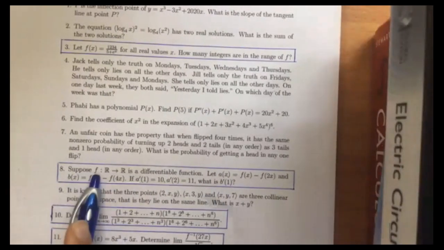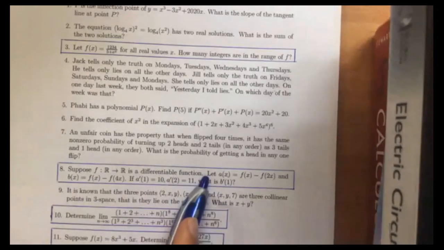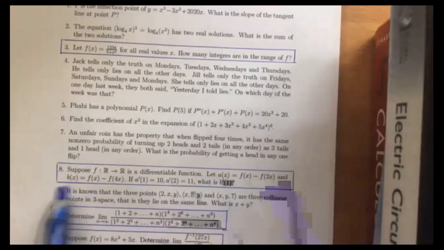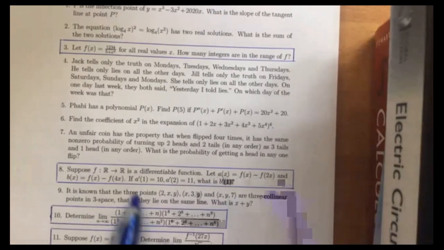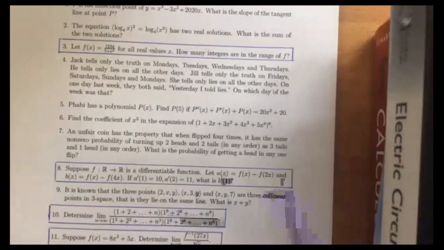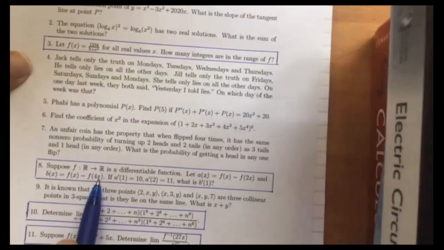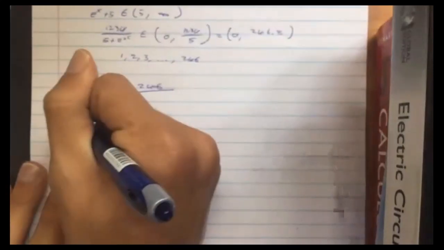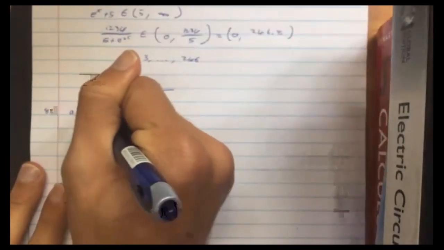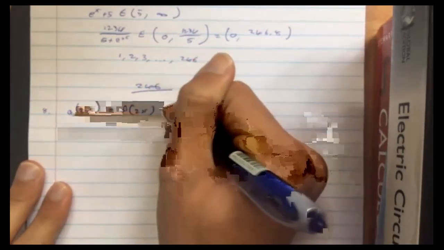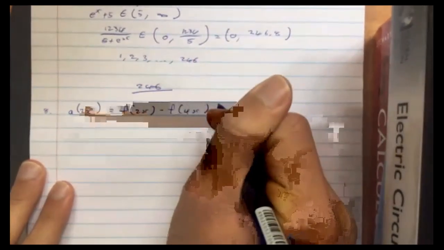Okay, my next question is this question 8. So we have this function f, which is given to be differentiable, and a is defined as so, and b is defined as so, and we have some more information. Okay, so the first thing to notice is that there's an x, a 2x, and a 4x over there. So we can try and get rid of that 4x potentially by exploiting that a of 2x would be f of 2x minus f of 4x.